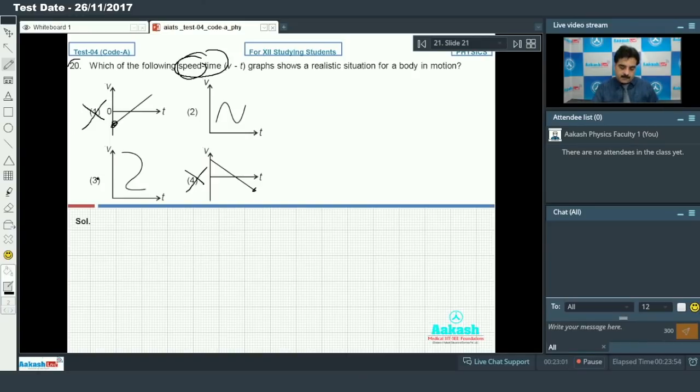If I concentrate on option number 3, it will indicate that at a single time t1 the particle has two positions, and this is not possible. So there is no confusion. My option number 2 will be correct. So let's move on. Question number 21.